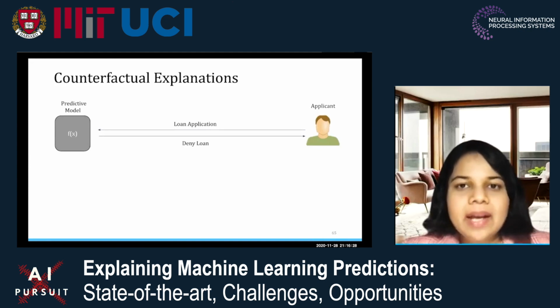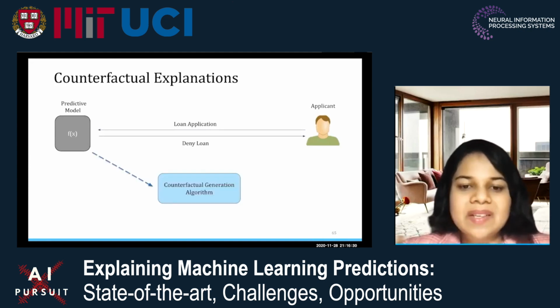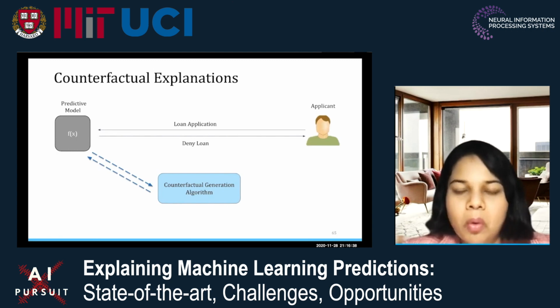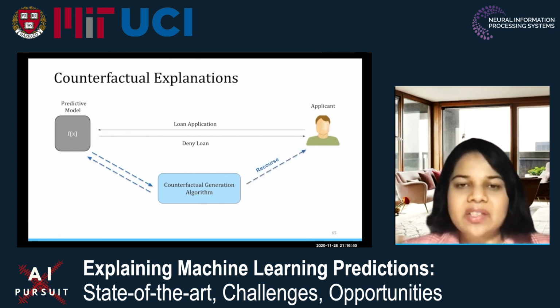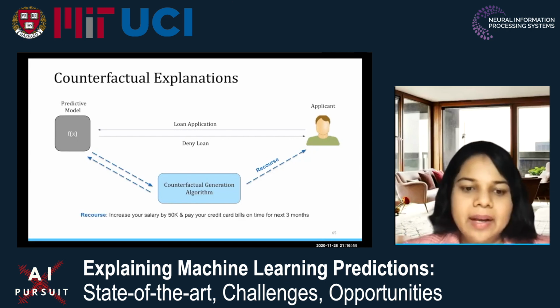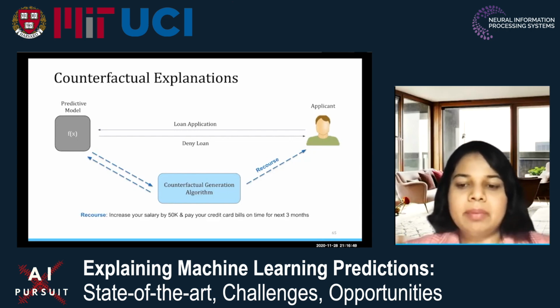So, what we design or what we think of is to basically have these counterfactual generation algorithms which communicate with the predictive models and provide recourses to the end users. For example, in this case, a recourse might look like increase your salary by 50K and pay your credit card bills on time for the next 3 months to increase your chances of getting your loan application accepted.